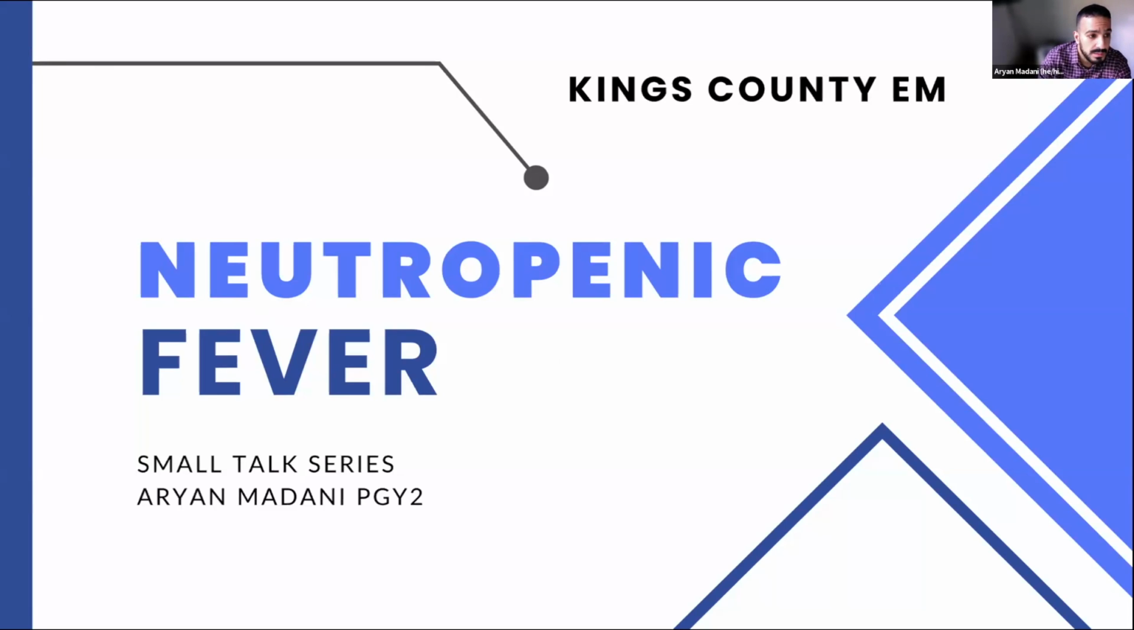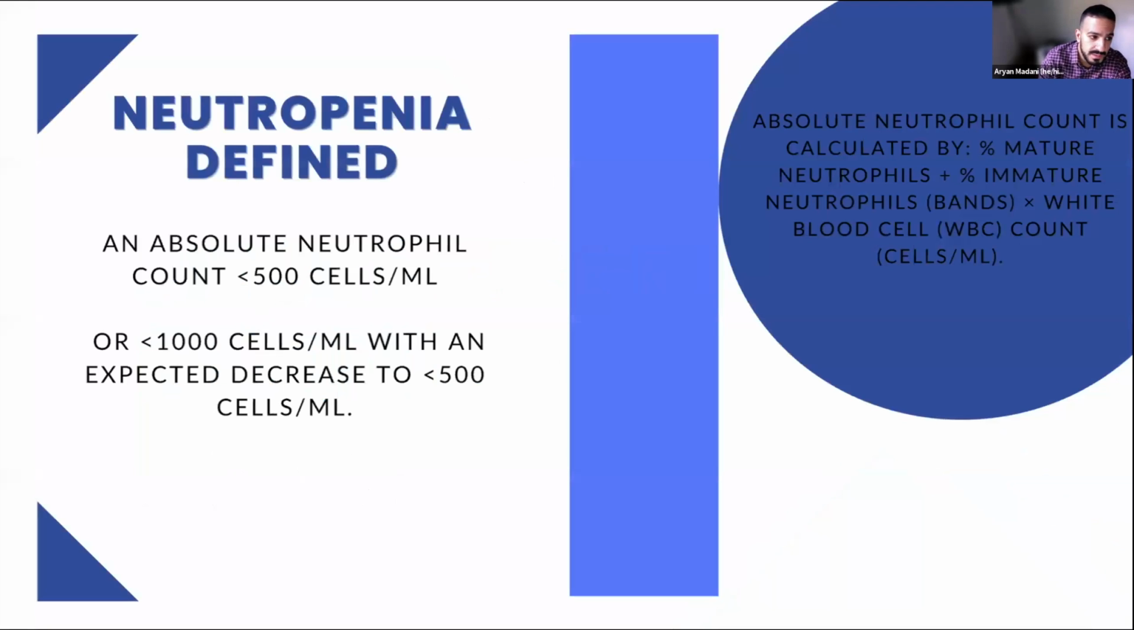Let's start by defining neutropenic fever. A simple way to start is by breaking the terms down and defining them. We'll start with neutropenia, which is defined as an absolute neutrophil count less than 500 cells per ml, or less than 1,000 cells with an expected decrease to 500 cells.